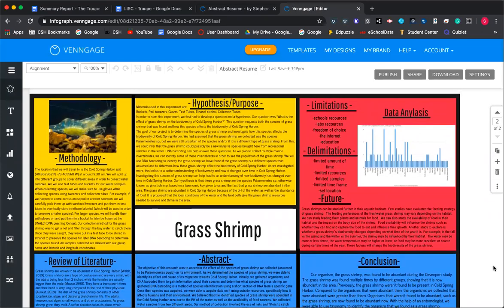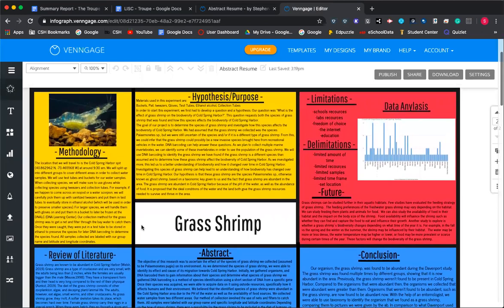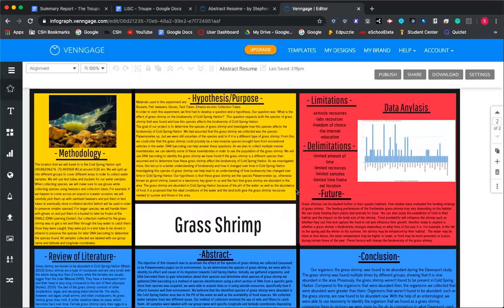Hypothesis/purpose. Materials used in this experiment are buckets, pails, tweezers, gloves, test tubes, ethanol alcohol, and collection tubes. In order to start this experiment, we first had to develop a question and hypothesis. Our question was, what is the effect of grass shrimp on the biodiversity of Cold Spring Harbor?